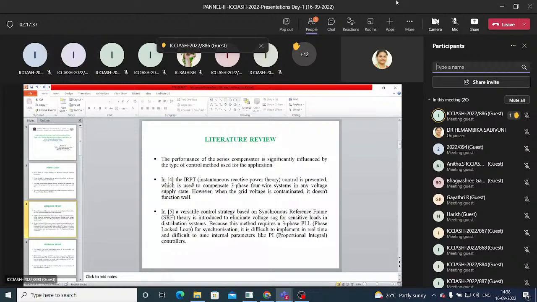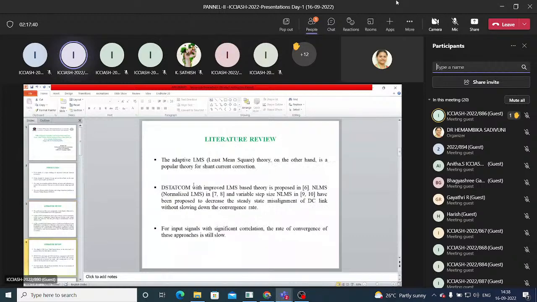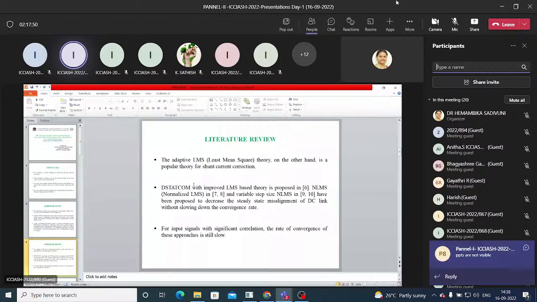Now, the adaptive LMS is a popular theory for shunt current correction, but it has a problem of steady state misalignment. To reduce the steady state misalignment, normalized LMS and variable step size LMS have been used, but there is a problem of slow convergence rate when the input signal is highly correlated.